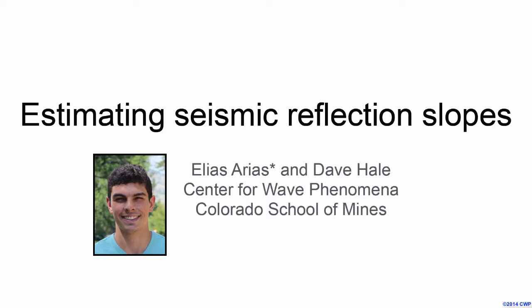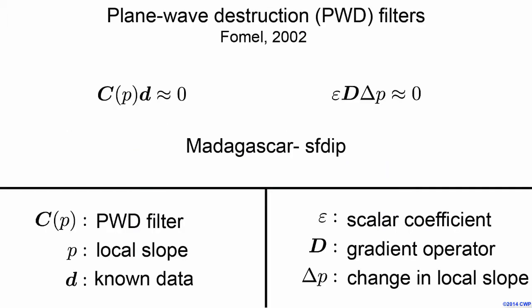in the seismic image. The two main methods that I'll be focusing on today, the main methods used in industry, are the plane wave destruction filter method and the structure tensor method, both of which I'll give a quick overview now. So let's start with the plane wave destruction filter.